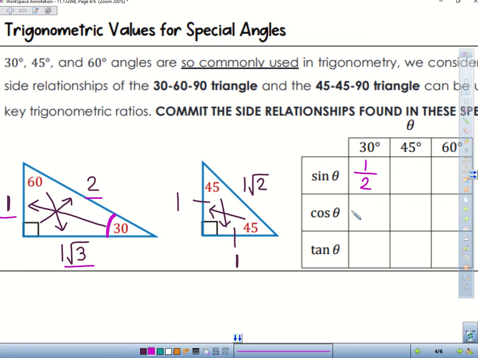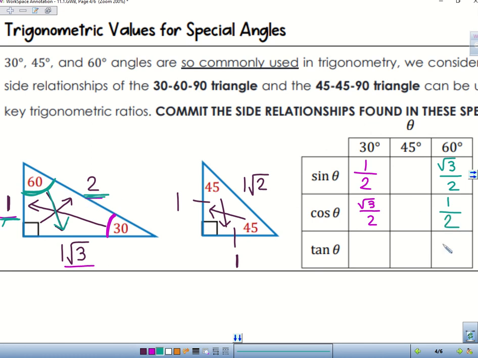Cosine is going to be adjacent over hypotenuse. That's where the 0.866 comes from. Now we're going to skip the 45 and go to 60 first. Okay, so we're going to work with the same triangle again. For 60, we're going to look at this as our theta. So now we're looking at it from a different perspective. Now this is my opposite, right? And my hypotenuse stays the same. Now for cosine, this is my adjacent from 60, and this is my hypotenuse. If you do cosine of 60 in the calculator, you're going to get 0.5 or 1/2. Okay, that's why.